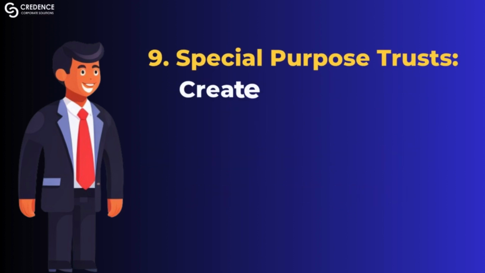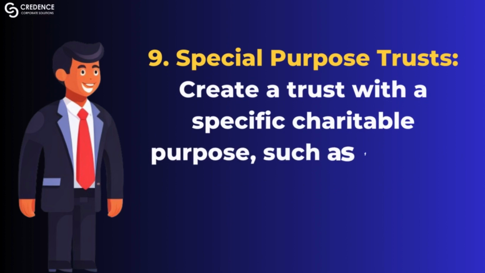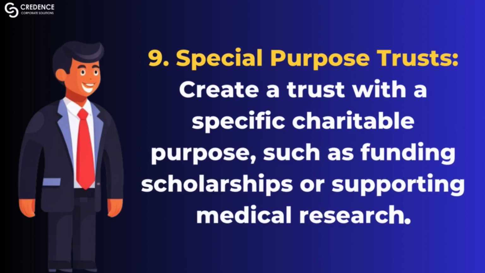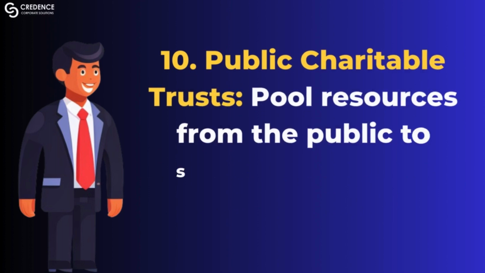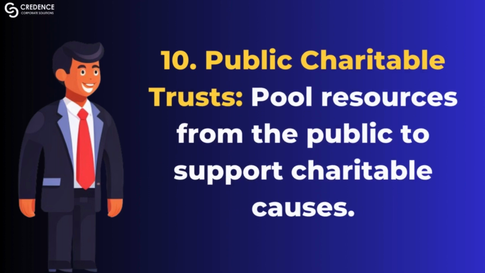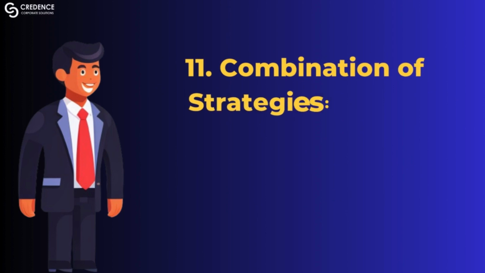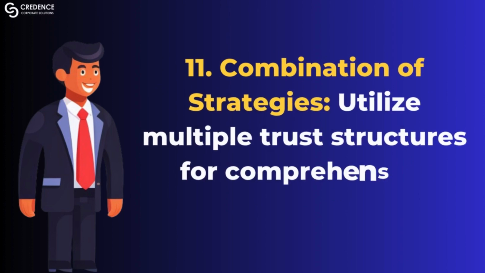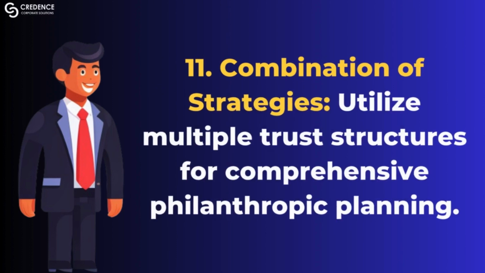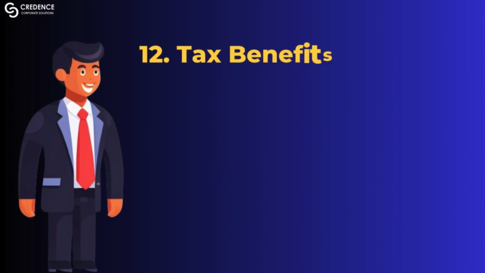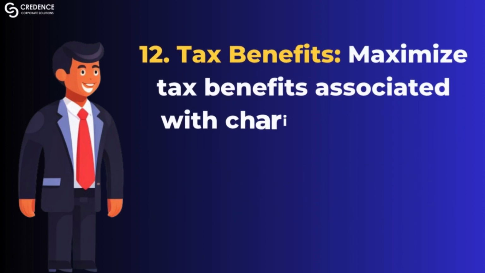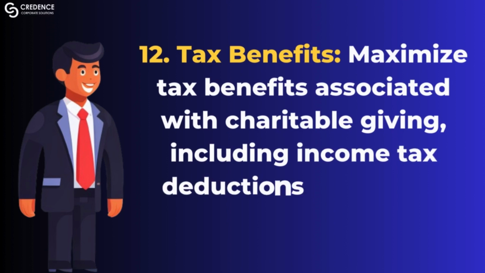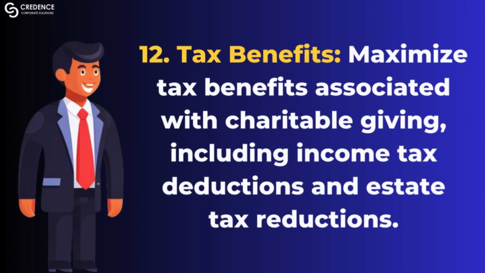Special purpose trust: create a trust with a specific charitable purpose, such as funding scholarships or supporting medical research. Public charitable trusts: pool resources from the public to support charitable causes. Using a combination of strategies: utilize multiple trust structures for comprehensive philanthropic planning. Tax benefits: maximize tax benefits associated with charitable giving, including income tax deductions and estate tax reductions.